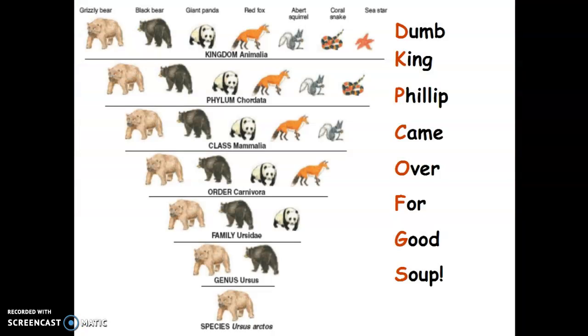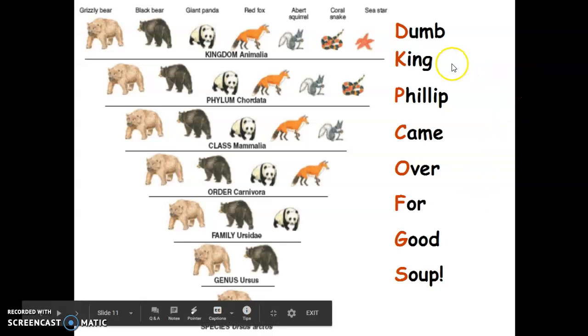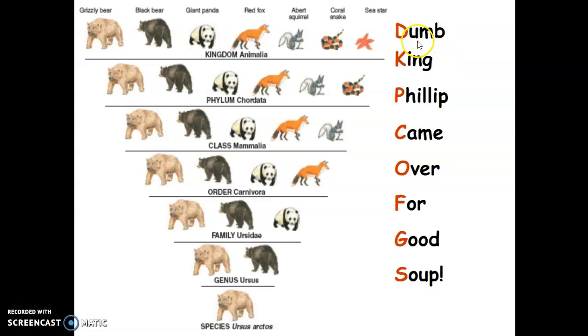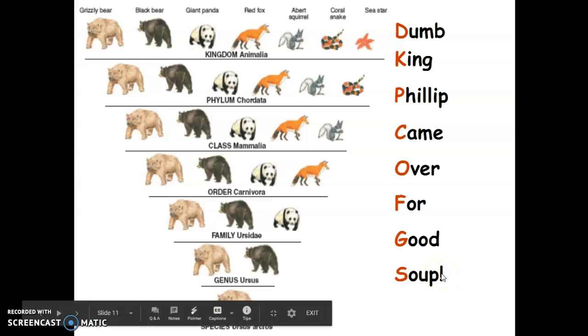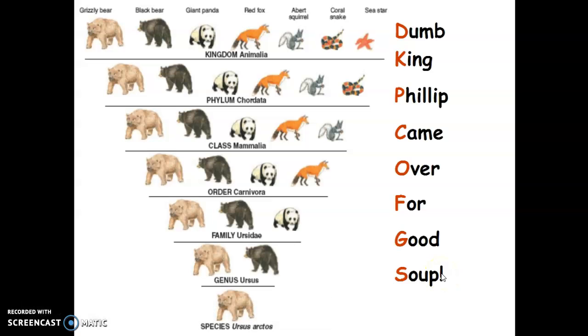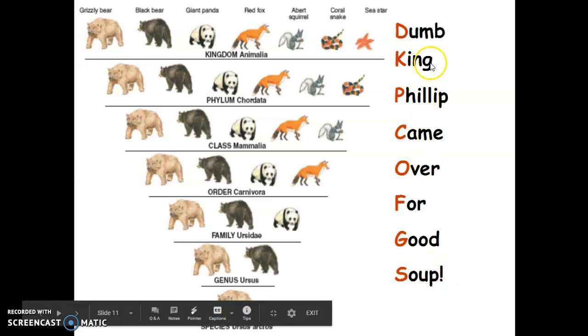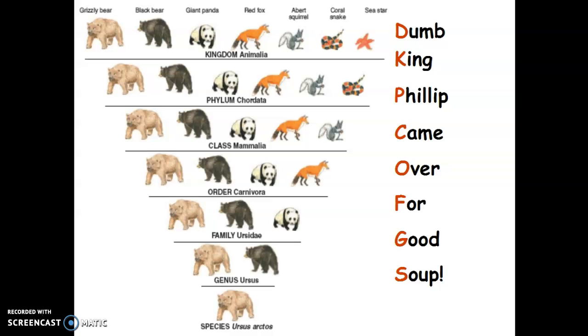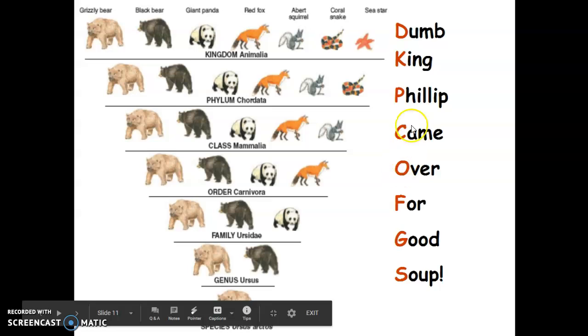This is another look at the taxa. And a way to remember is the way I remembered it in college: Dumb King Philip came over for good soup. You do have to know the exact order of the taxa. So if I ask you a question, what taxon is between phylum and order? If you remember the saying, you can tell me class right away.